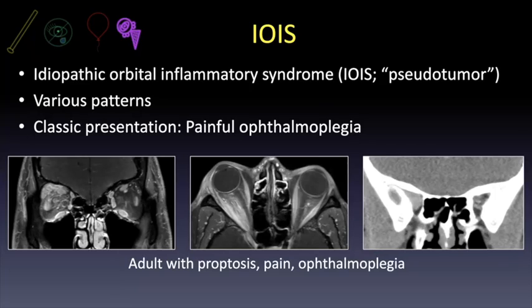Idiopathic orbital inflammatory syndrome, or IOIS, may also present with various symptoms, including proptosis and painful ophthalmoplegia. This entity has previously been called pseudotumor due to its sometimes mass-like appearance. IOIS is a heterogeneous disorder of unknown cause with variable manifestations. These MRI images show enlargement and hyperenhancement of the right lacrimal gland and multiple extraocular muscles, the intraconal fat, and the optic nerve sheath. The coronal CT image shows soft tissue attenuation replacing fat at the orbital apex.